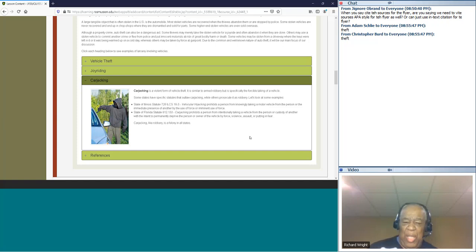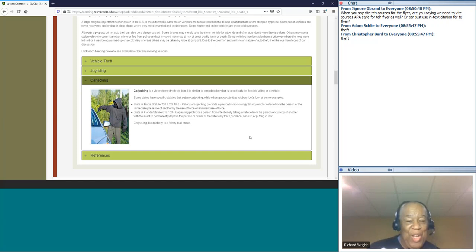No, that's vehicle theft. Carjacking is similar, but the key thing is that you forcibly take the vehicle of another, commonly, as shown here in this picture, with a weapon, where a weapon is brandished and the individual is forced to give up the car. Illinois, my state here, has vehicle hijacking, which prohibits a person from knowingly taking a vehicle from the person or the immediate presence of another by the threat of force or the use of force.